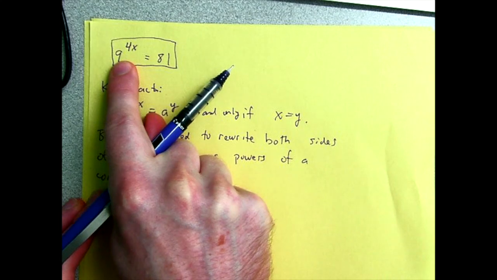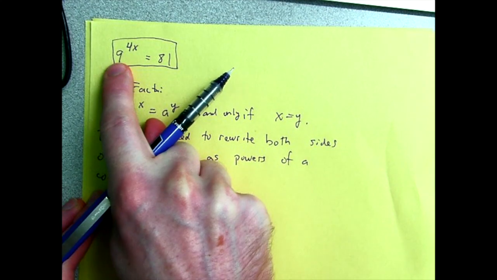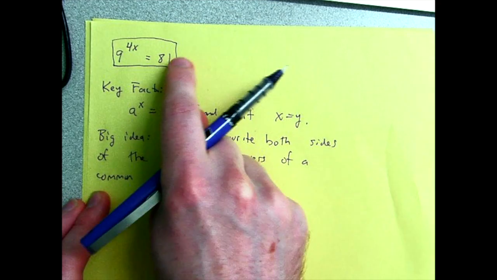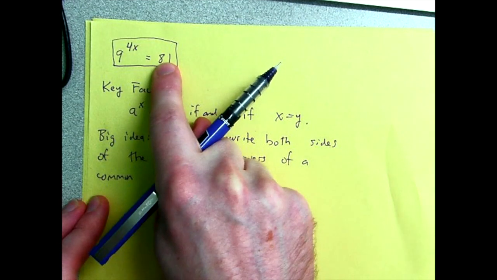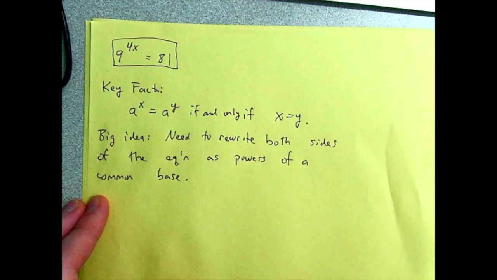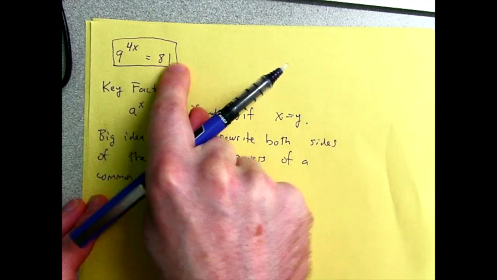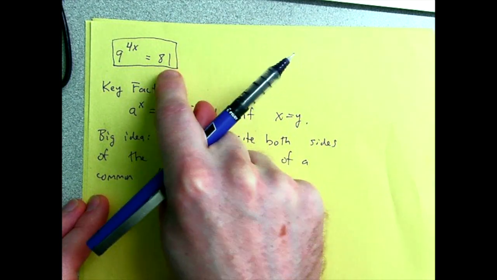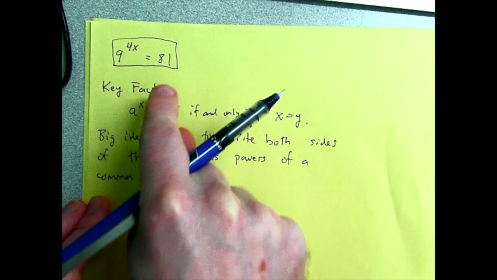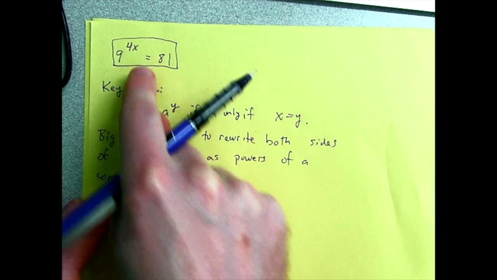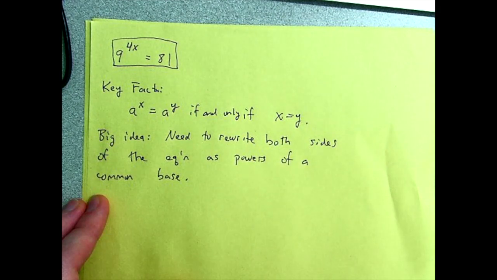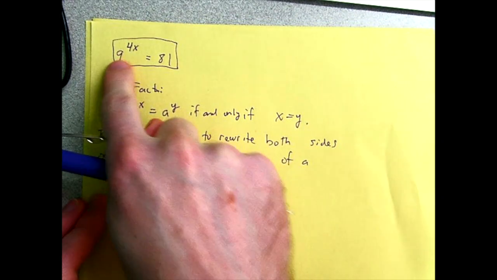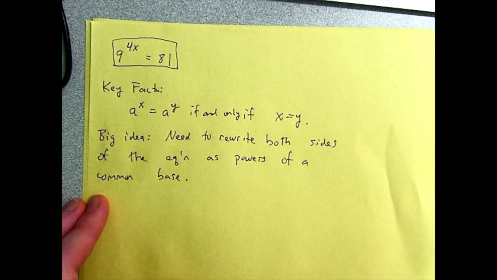Right now, that's not the case. On the left-hand side, we have 9 to the 4x. On the right-hand side, we actually don't even have an exponent. But I claim it is possible to rewrite both sides of this equation as a power of a common base. What you should notice about these two numbers, 9 and 81, is that they are both powers of 3. And that observation is the crucial observation for solving this equation. So knowing that both 9 and 81 are powers of 3, we can actually rewrite both sides of this equation as a power of 3. And that's exactly what I'm going to do.